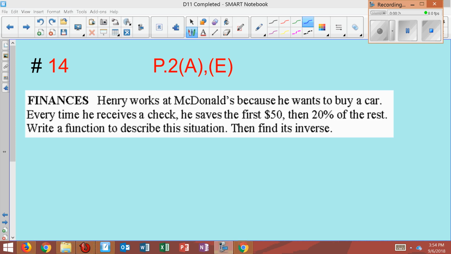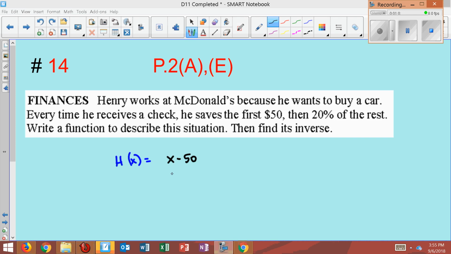Henry earns some money, and I'm just going to say that Henry's money is a function of x. So every time he receives a check, he saves the first $50. So out of his total money, he saves $50 and then 20% of the rest. So how would we write this? Let's think, just for a second, x is the total amount of money, you save $50 of this. So if I went like this, it would be spending right now everything but $50.